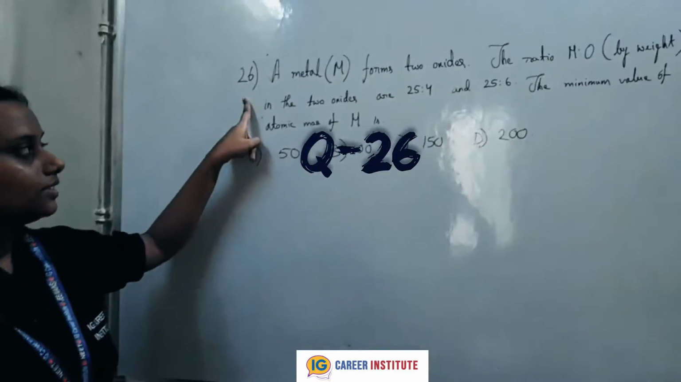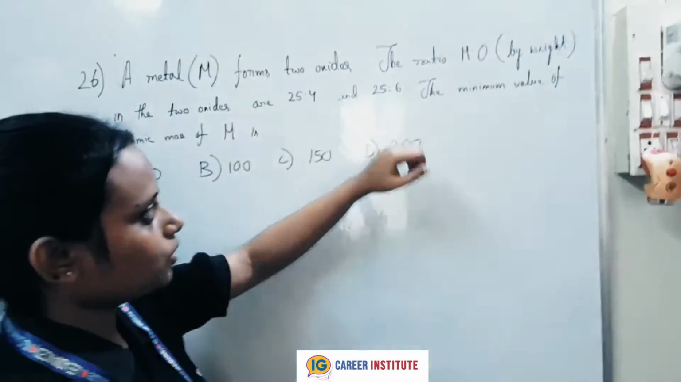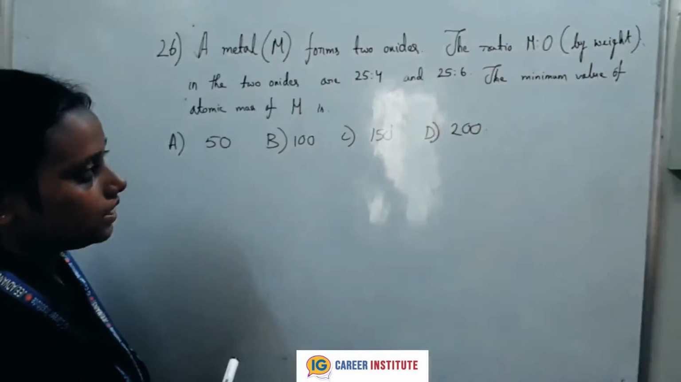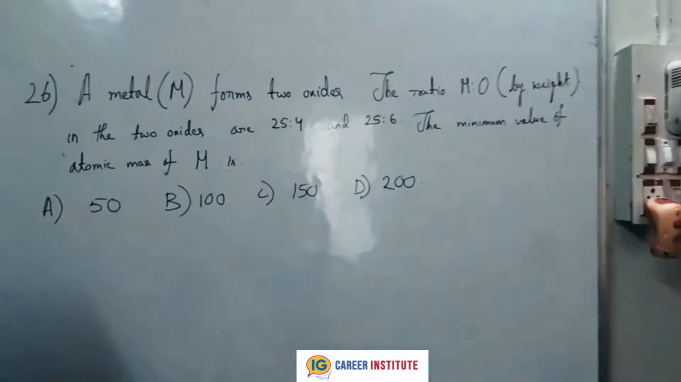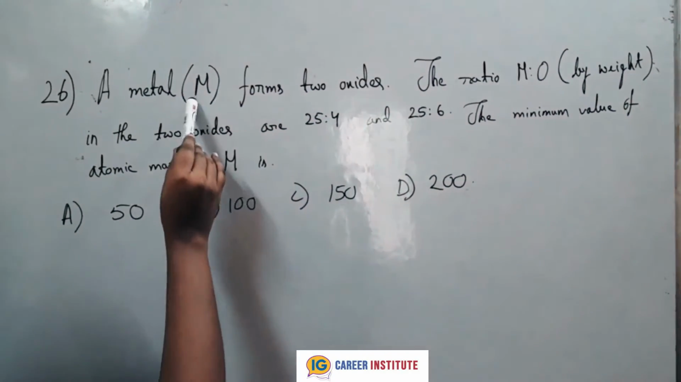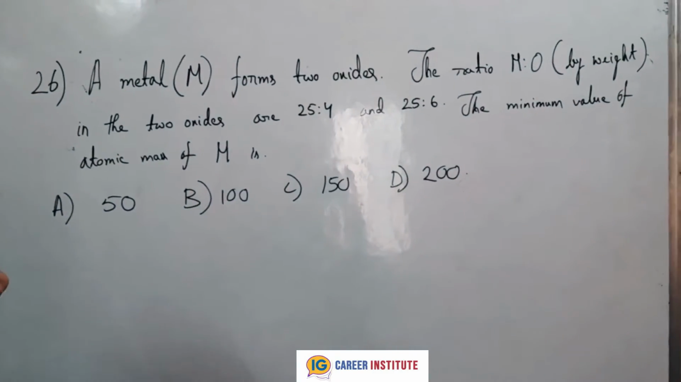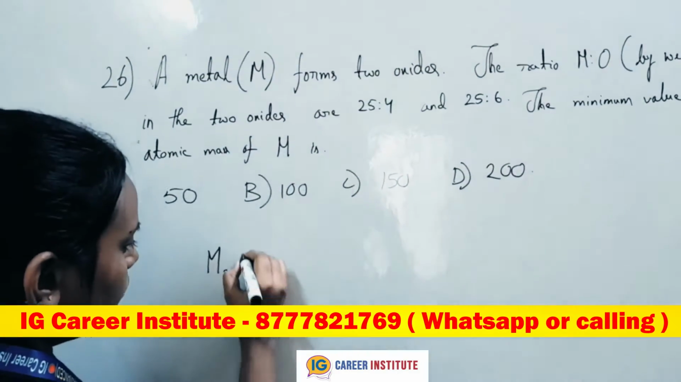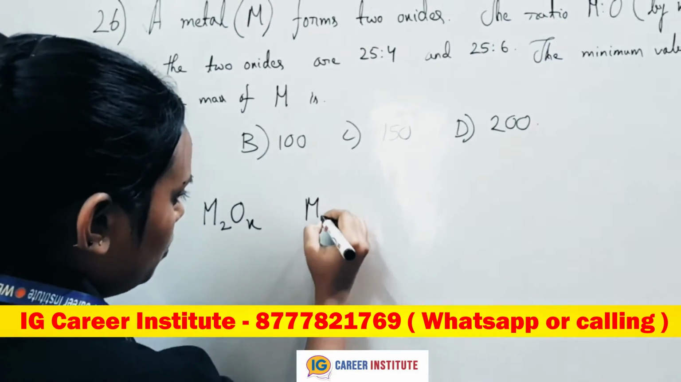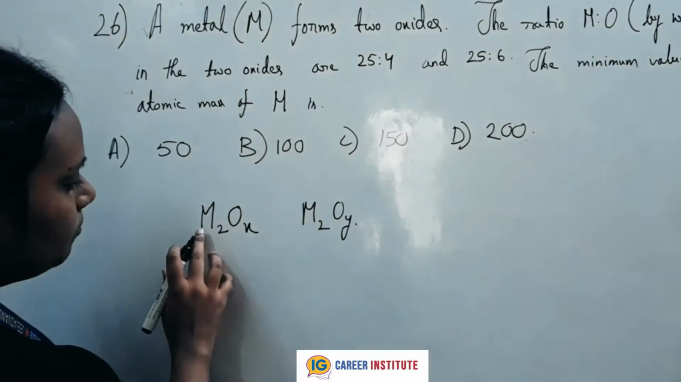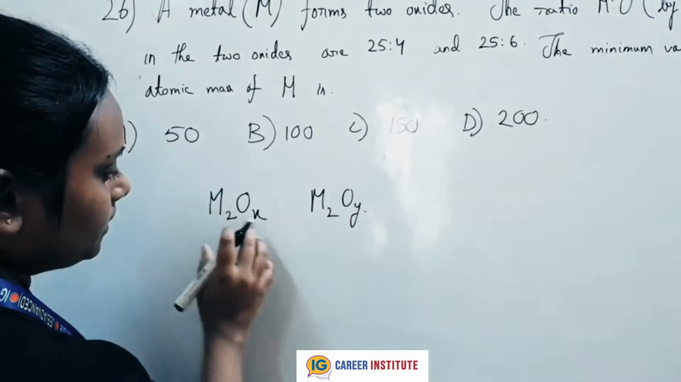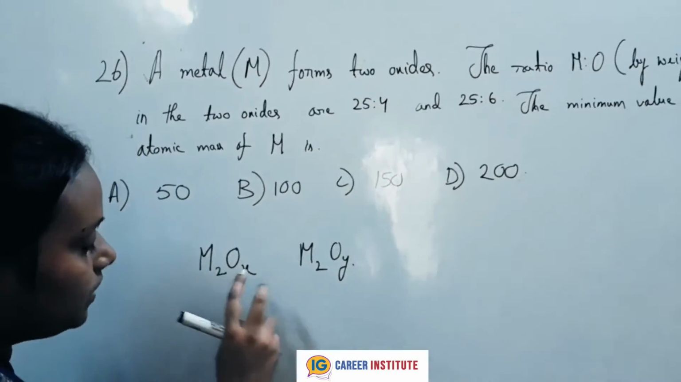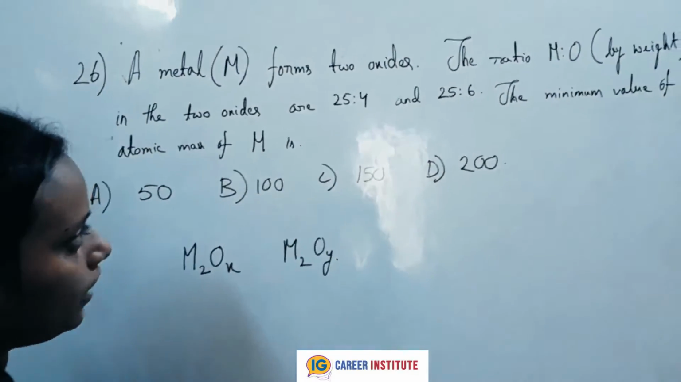So the next question, 26, is a metal M forms two oxides. The ratios M:O by weight in the two oxides are 25:4 and 25:6. Therefore, the minimum value of atomic mass of M is, so we have to calculate the atomic mass of this unknown metal. Okay, so let us consider the formula of these two oxides to be M2OX and M2OY. Why? Because the valency of the metal is not known to us, but this much is clear that the valency of the metal is variable. That is, it is capable of exhibiting two valencies. Otherwise, two different ratios wouldn't have been possible, right?